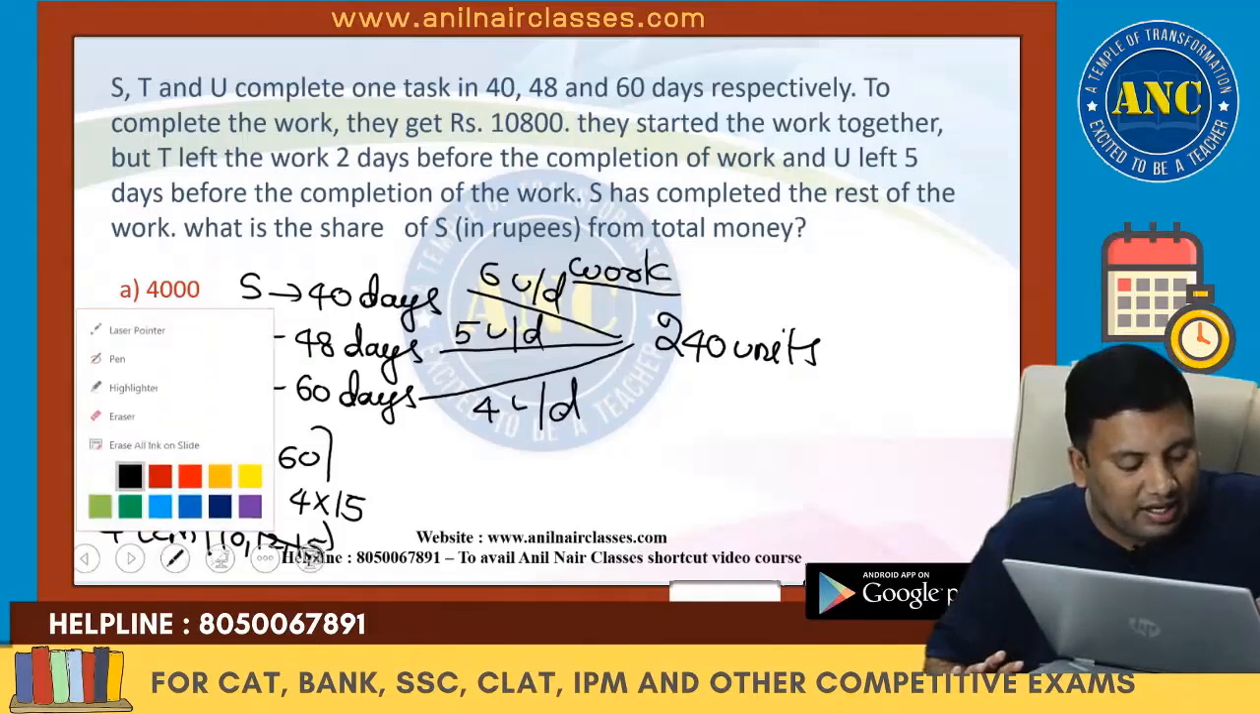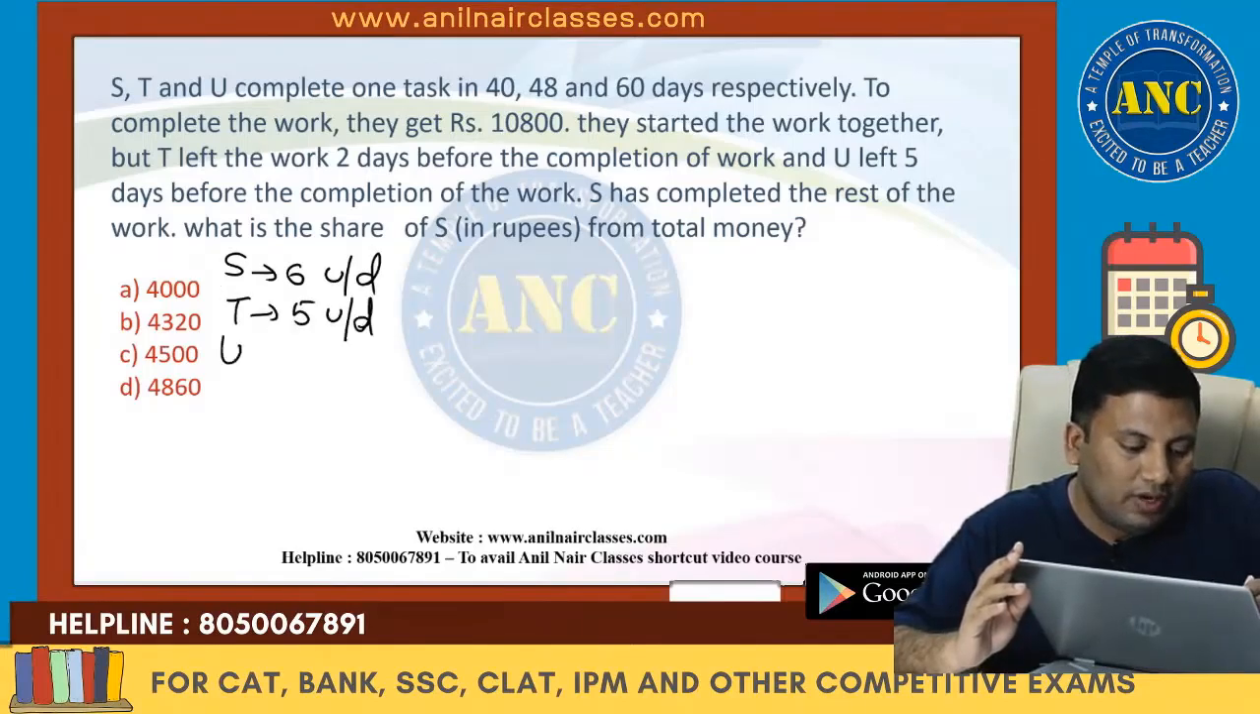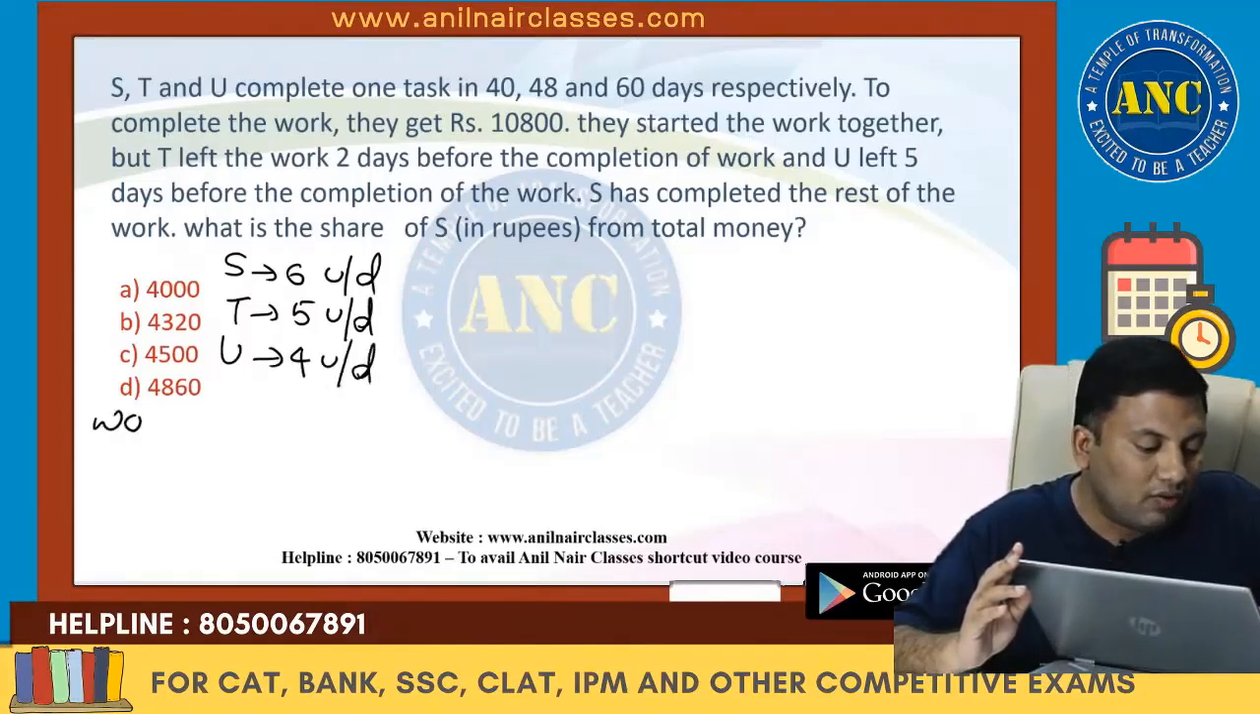In the other slide we will write it. S will do 6 units per day, T will do 5 units per day, and U will do 4 units per day. What is the total work? Total work is 240 units.